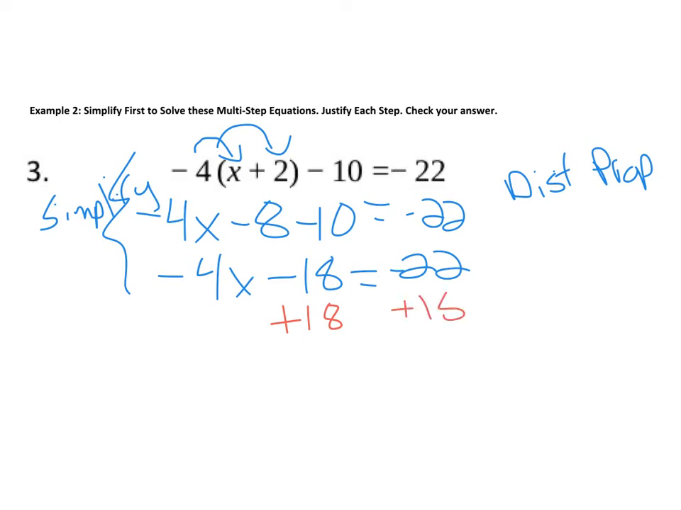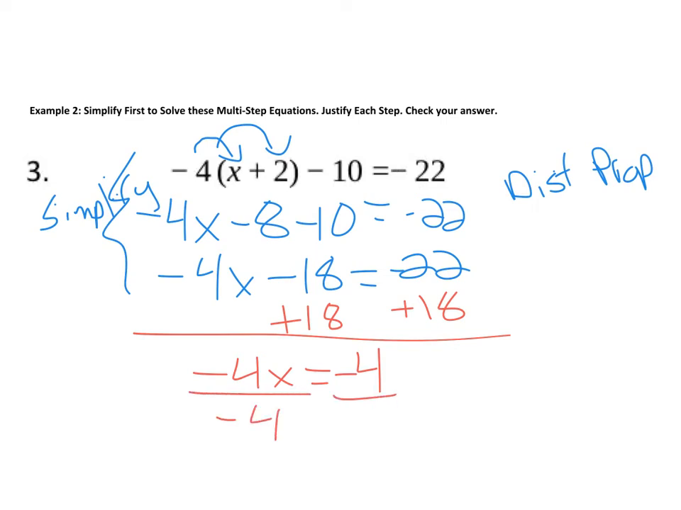Subtract 18, add 18. Because before that step, everything on the left side was already on one side, so we don't have to use any inverse operations. So now, let's see what we got. Negative 18 plus 22, that looks like a 4. And negative 4 times x, that means let's divide by negative 4. So we are looking at x equaling 1.